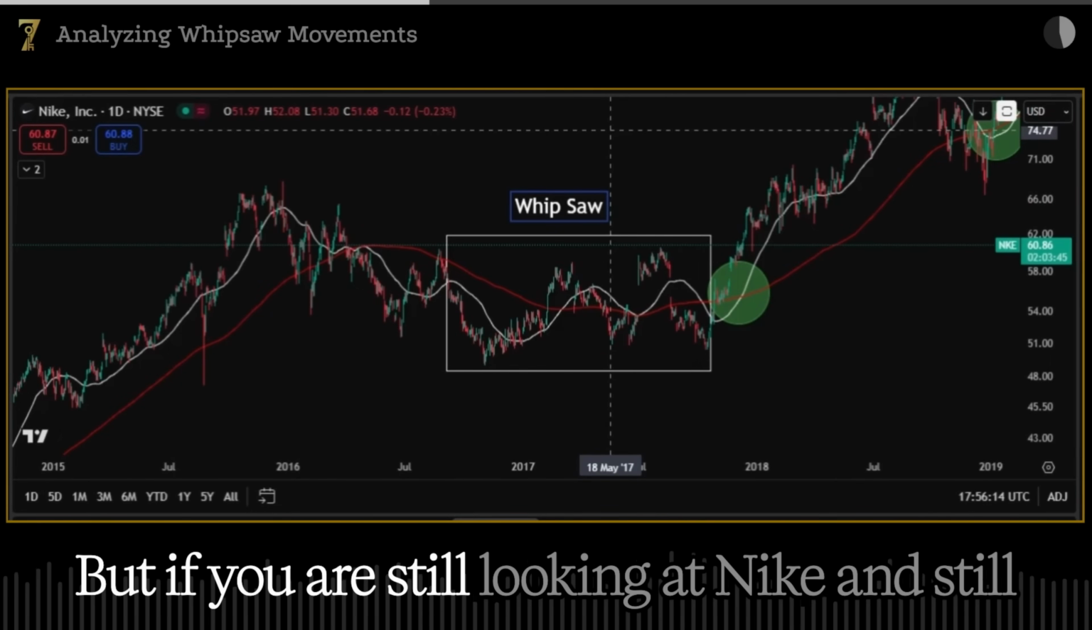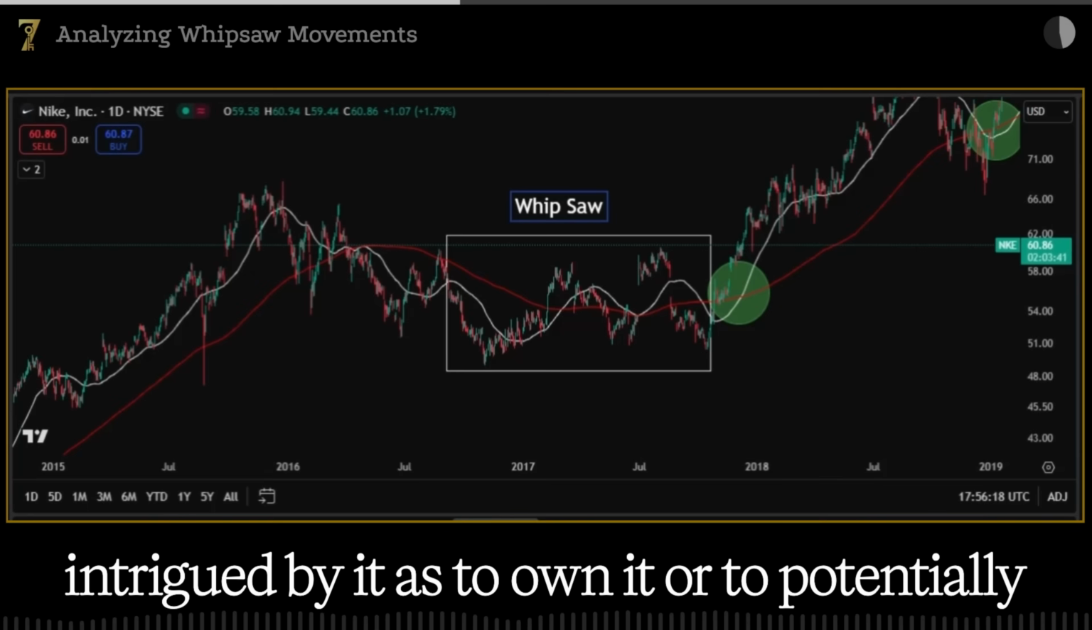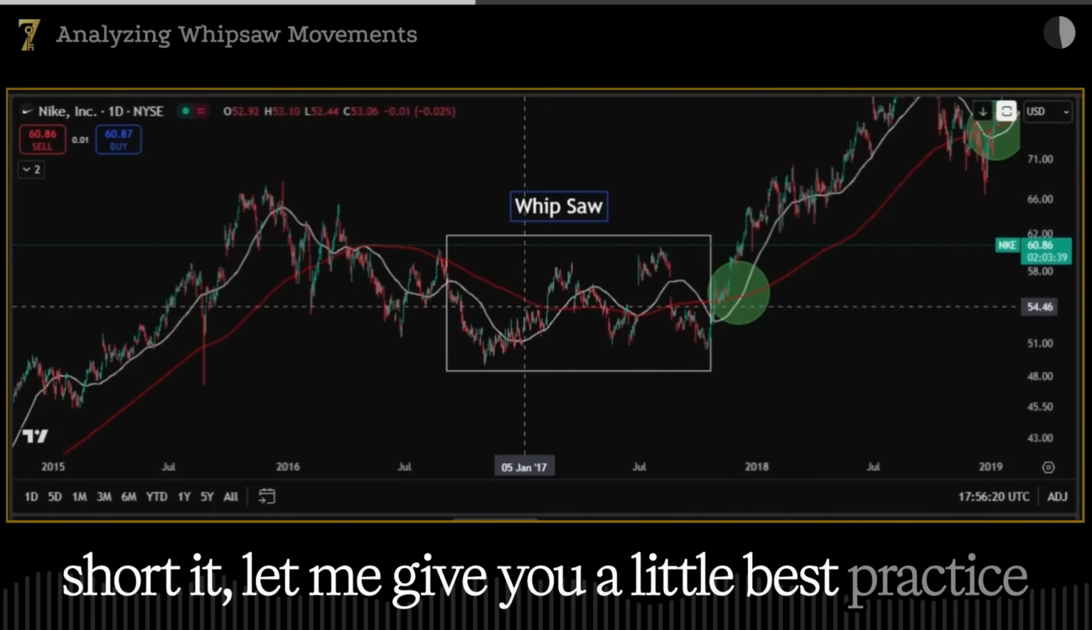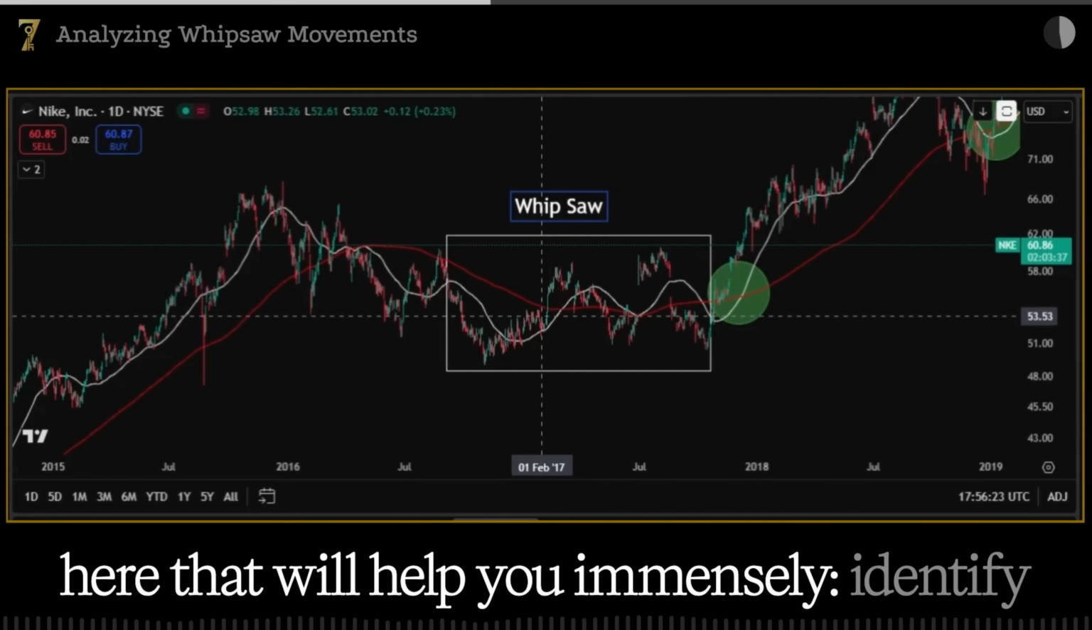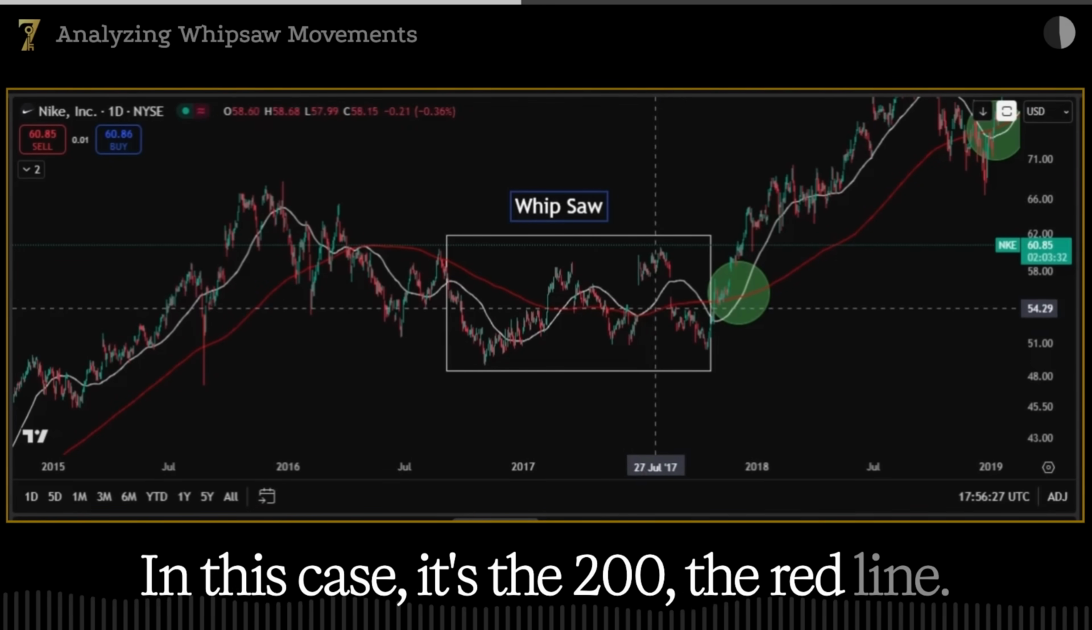But if you were still looking at Nike and still intrigued by it as to own it or to potentially short it, let me give you a little best practice here that will help you immensely. Identify your higher time frame moving average. In this case, it's the 200, the red line.